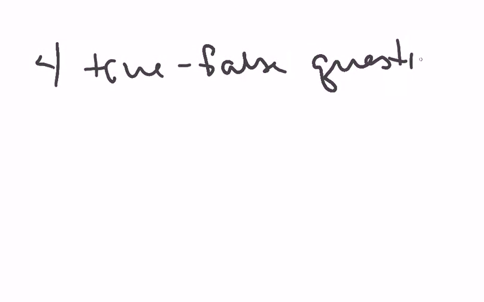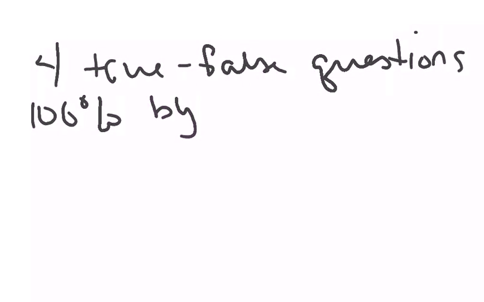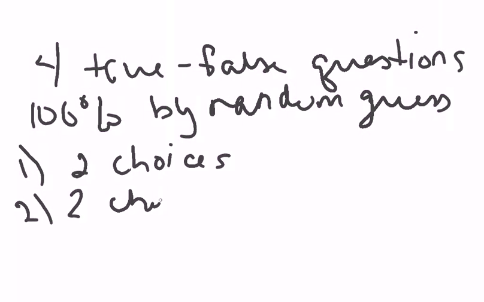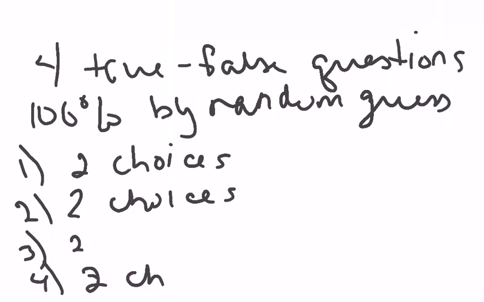Alright, next example. A quiz has 4 true-false questions. What is the probability of getting 100% on the quiz by randomly guessing the answers? So we have to think. The first question has 2 choices for answers, right? True or false. The second one also has 2 choices. The third also has 2 choices, and the fourth also has 2 choices.